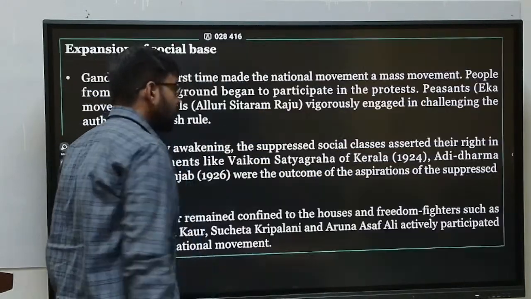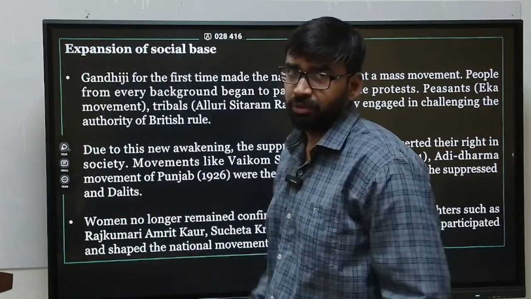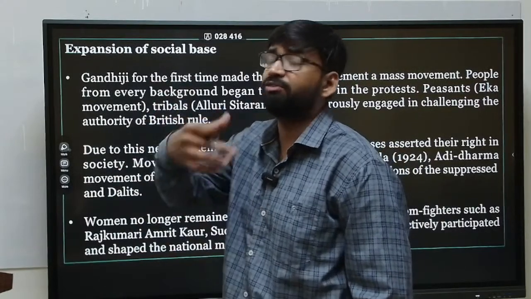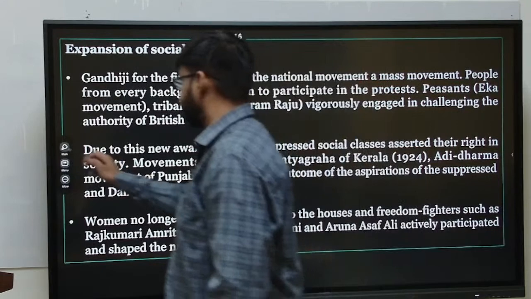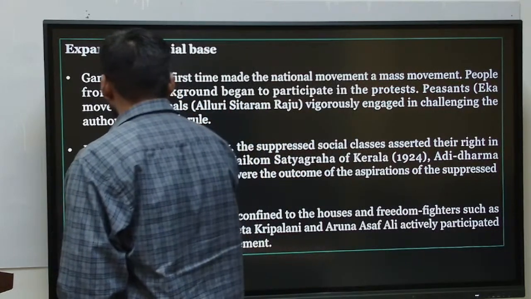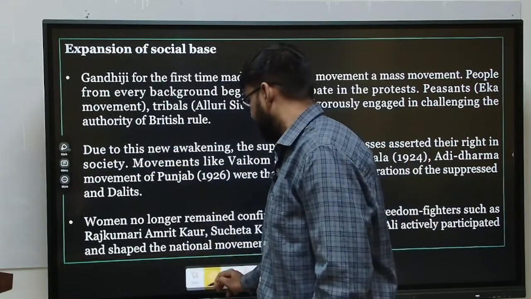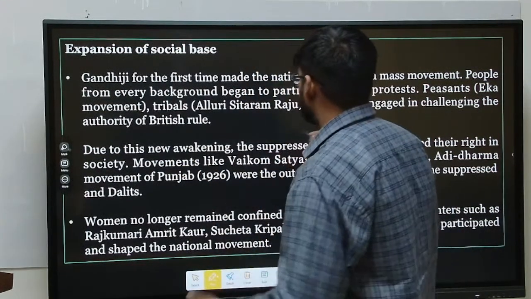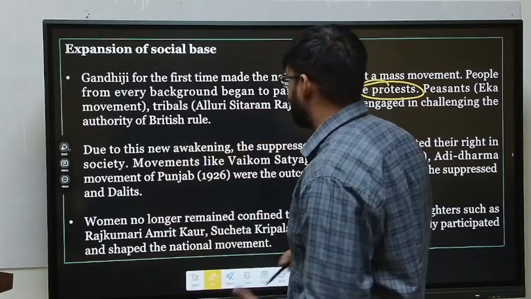Okay. Now expansion of social base, second part of the question. How was the social base expanded? So participation of different communities. So with Gandhi, for the first time, the participation of rural areas. So in the Gandhian movement, with participation of rural areas, mass protest, mass movement started.